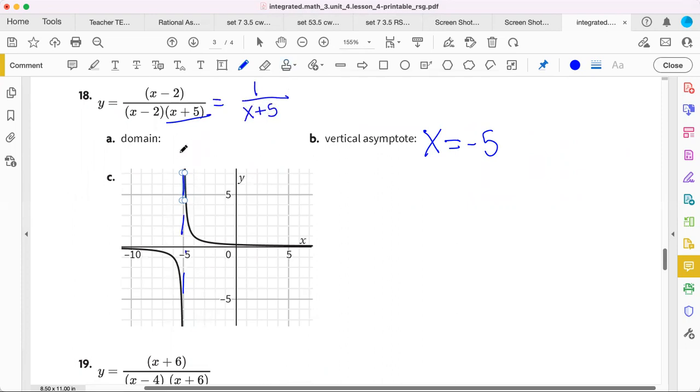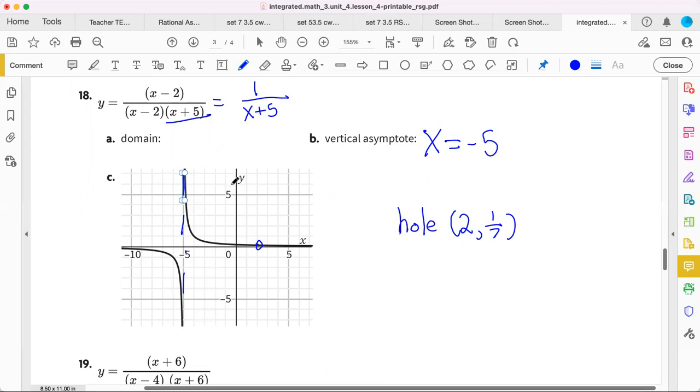So that means that there's definitely going to be a hole where x is 2. You can see from here that it's going to be here. And I guess just for closure, this would be a y-coordinate of 1/7. If x was 2, plug in. 2 plus 5 is 7. 1 divided by that. All right.